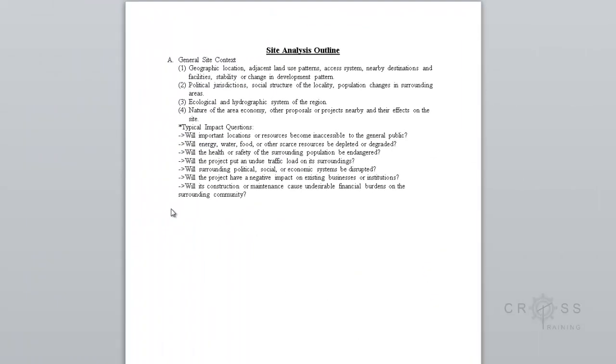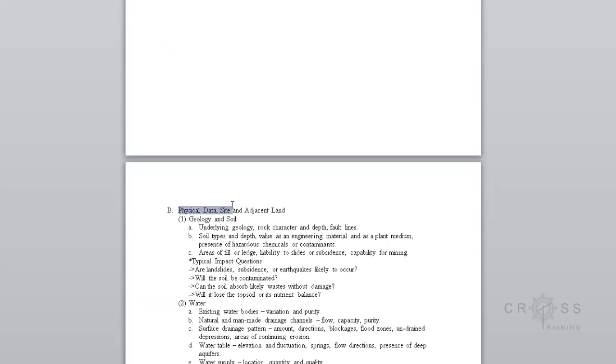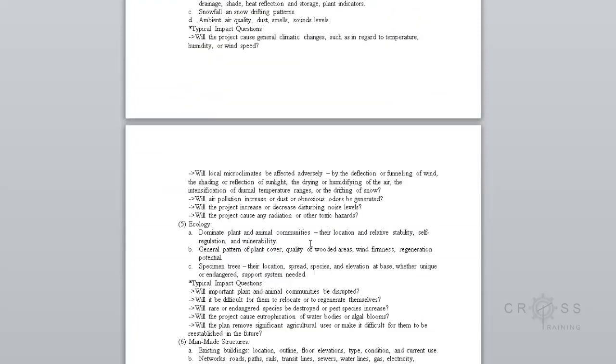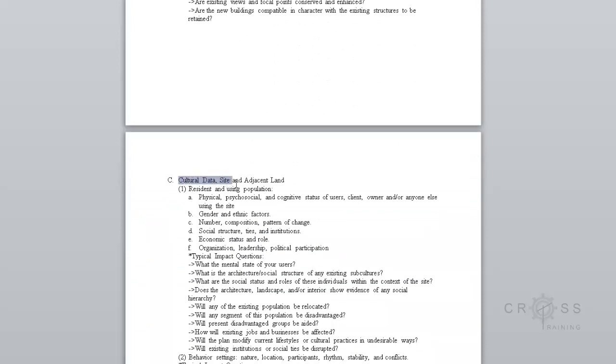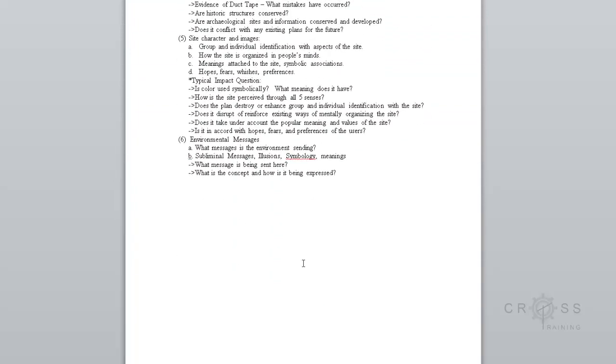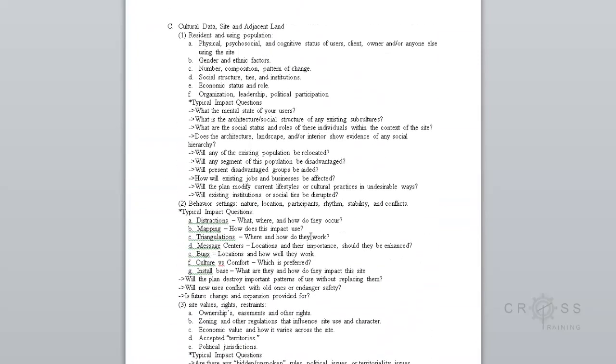The next template is more in Word format, and this is taken out of that Site Planning book that I mentioned earlier. This is actually Appendix G out of that book. The rest of the book explains in more detail what each of these categories mean. We have our first major category here called General Site Context. We have physical data, site, and adjacent land. This is a much more simplified template compared to the other one. And then here we have cultural data, site, and adjacent land. Then towards the end here we have correlation of data. So this one only has three major categories.